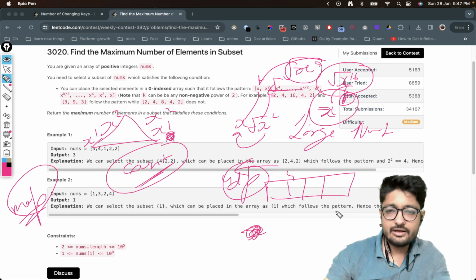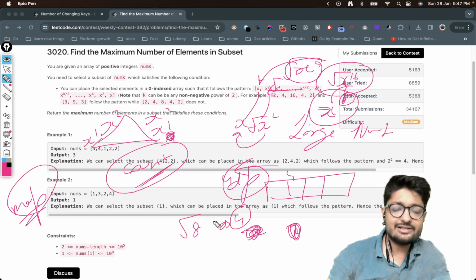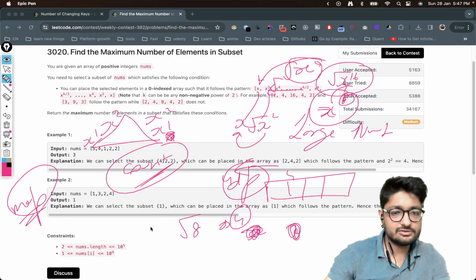Let's say we have any number, say 8. I take its square root and find 4. I'll check whether 4 exists, because if 4 exists, then that can easily form a pattern. And if 4 exists, then I'll take its square root to check whether 2 exists.